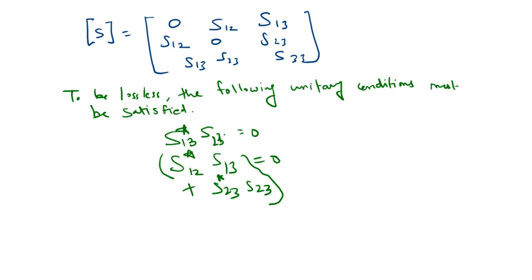Third one is S23 conjugate with S12 plus S33 conjugate with S13 is equal to 0. So these are conditions. If you are satisfying these conditions, then this matrix will become a unitary matrix.